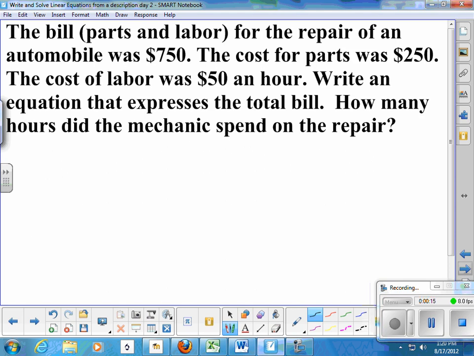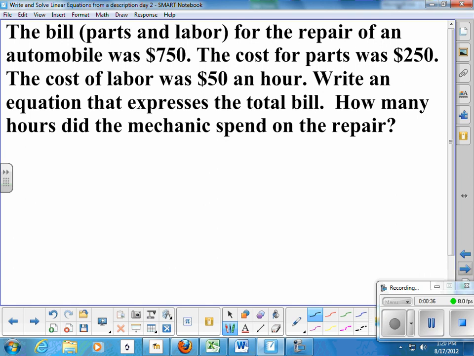So you get a bill from a mechanic for parts and labor to repair your car. And let's say it was $750. The cost for parts was $250. The cost of labor was $50 an hour. Write an equation that expresses the total bill.